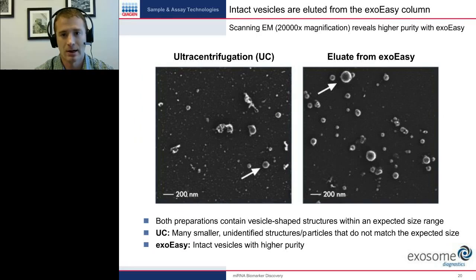So if you look at how the exoRNeasy prep compares to an ultracentrifugation prep, we have the following example. If you use scanning electron microscopy at 20,000x magnification, this reveals higher purity with the exoEasy kit. Both preparations contain your vesicle-shaped structures within an expected size range. However, with ultracentrifugation, you also have many smaller unidentified structures that do not match the expected size. And with the exoEasy column, which is part of the exoRNeasy kit, you have intact vesicles with higher purity.